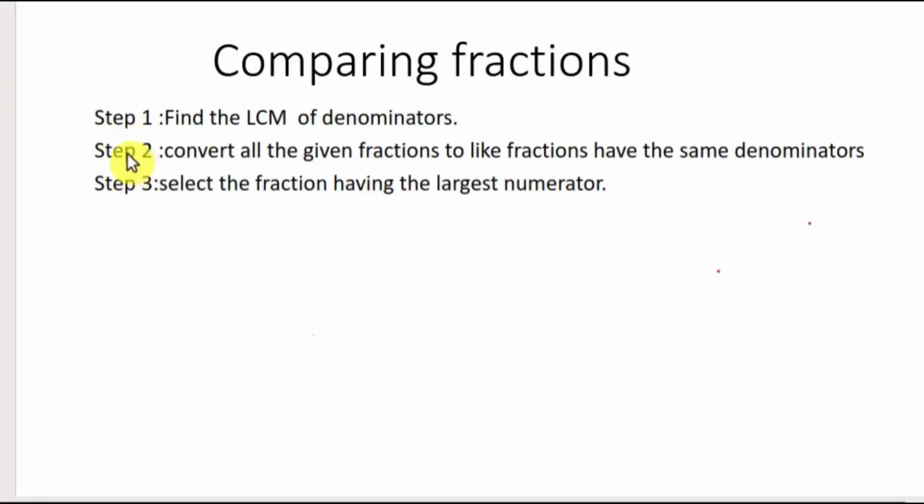Next, comparing fractions. We are comparing fractions to find which is highest and lowest. For example, 1 by 2, 3 by 7, 1 by 6. Here, the denominators are not equal. These are unlike fractions. We have to convert them into like fractions. There are steps. First, we have to find the LCM of the denominators.